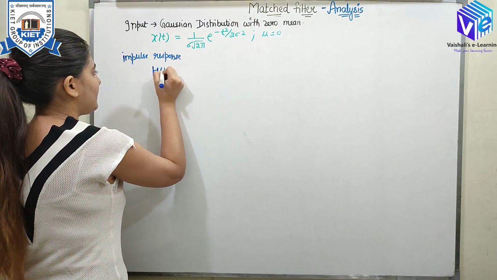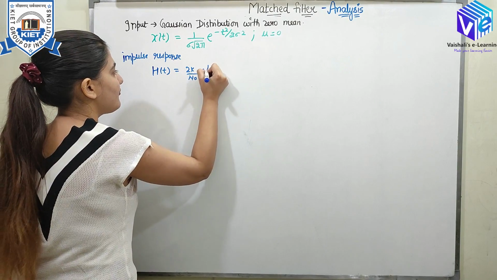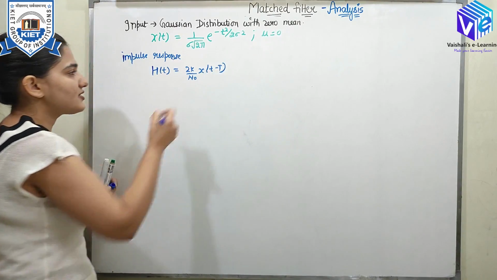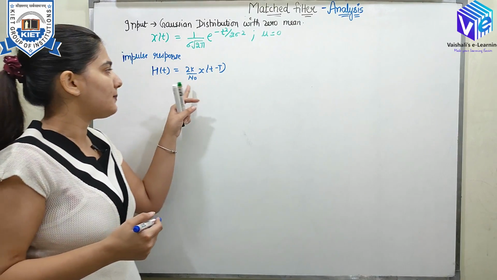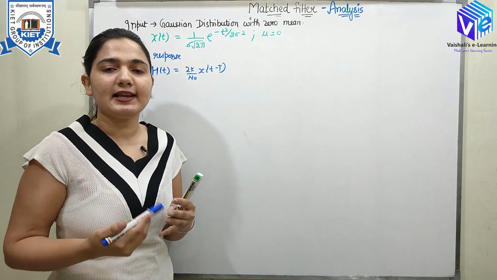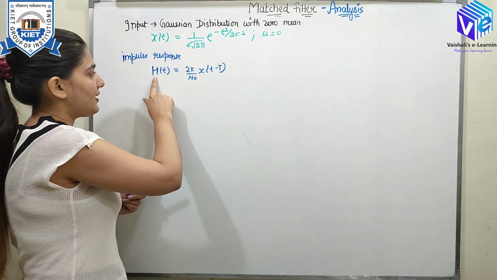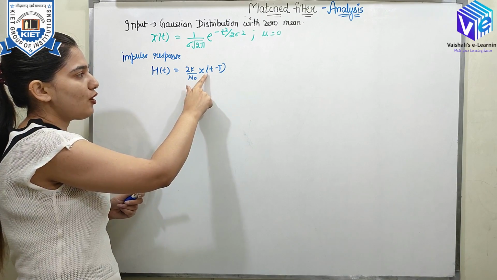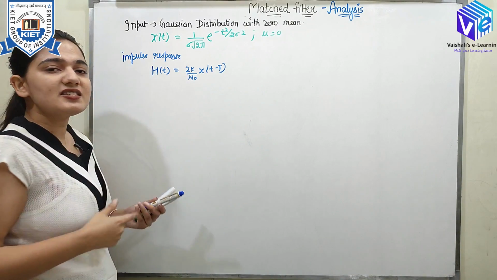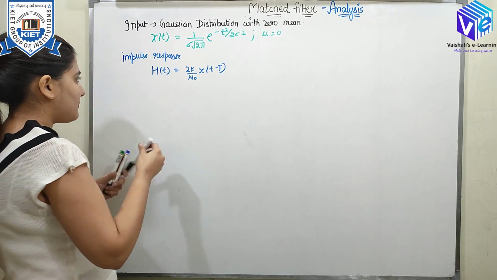So h(t) was equal to 2k by N naught x(T minus t). It's just the time shifted version of x multiplied by 2k by N naught, and I'll get the impulse response. This is why the impulse response is equal to the time shifted version of the input signal. This is the reason it is called the matched filter.